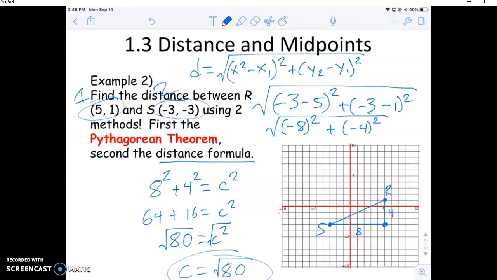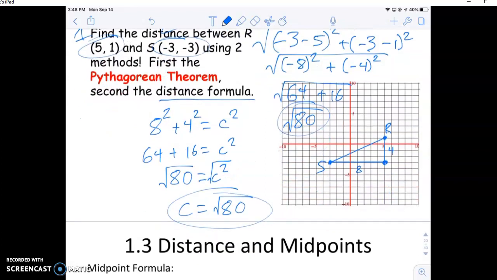And so negative 8 squared is just a positive 64. Negative 4 squared is just a positive 16. Combine those and we get square root of 80. You notice that's the same exact answer. So both those ways work. You can either find it using the Pythagorean theorem, making a triangle of the 2 points, or you can use that distance formula. That's probably the better way to do it. It goes a lot quicker.